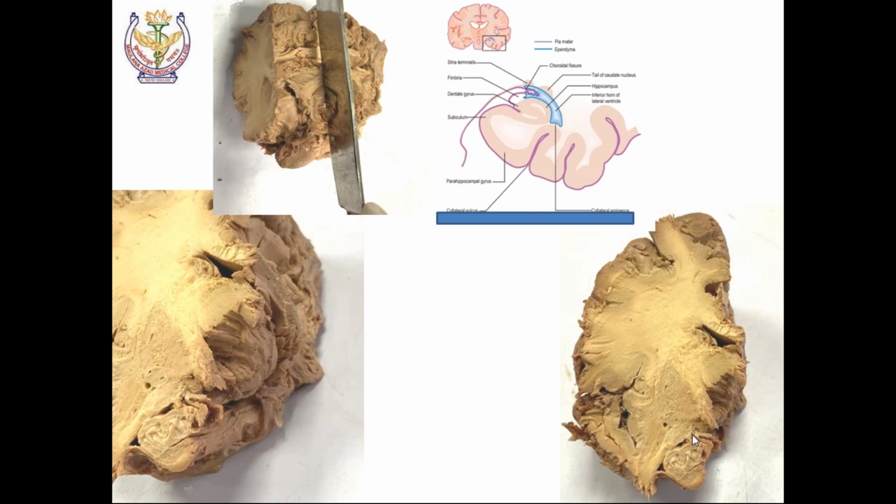And projecting medially is the choroid plexus, which you can appreciate in this diagram also. Can you appreciate? Can you compare this section with this diagram? Can you or can you not? I have purposefully obliterated this part for a reason.